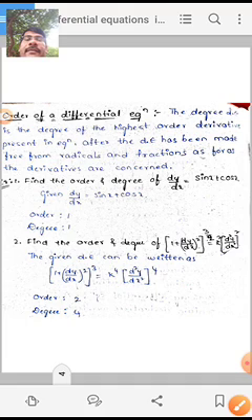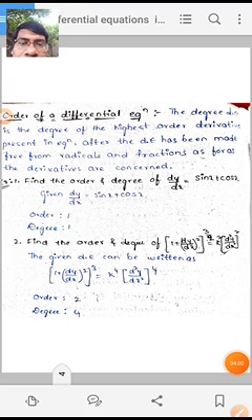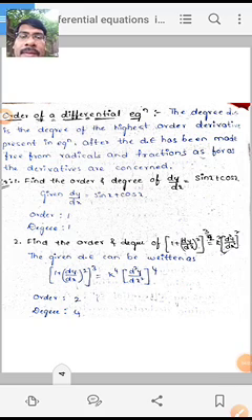Now the order and degree of a differential equation. The order of a differential equation is the order of the highest order derivative present in the equation, and the degree is the power of that highest order derivative after the differential equation has been made free from radicals and fractions as far as the derivatives are concerned.